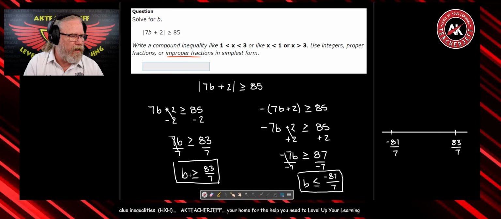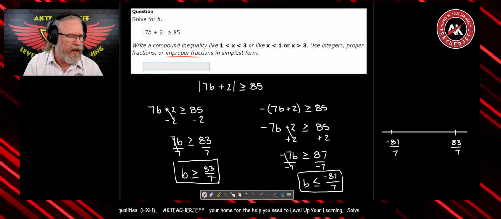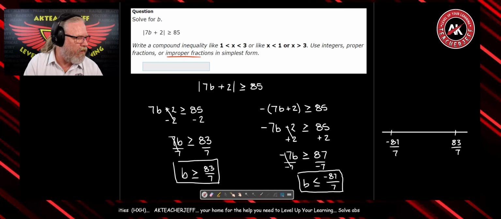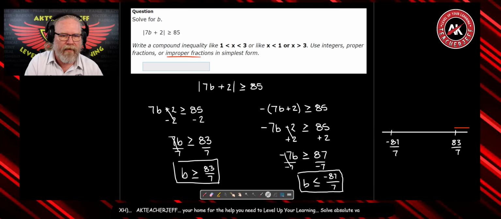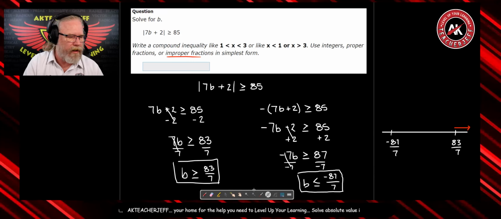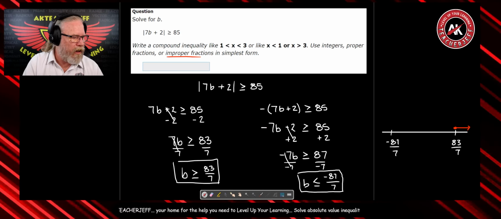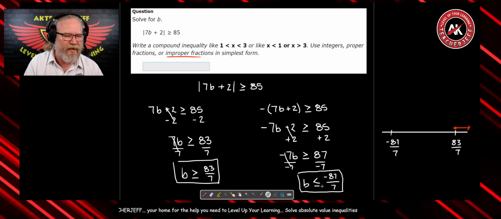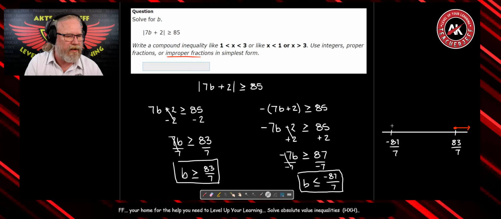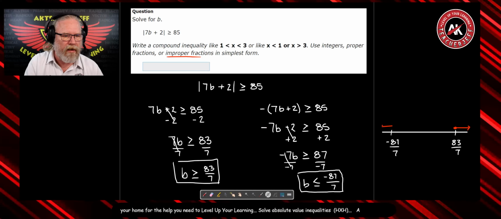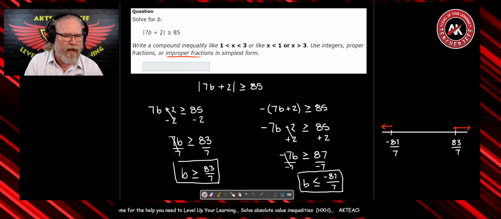And let's look at the first one. The first one is anything greater than or equal to 83 over 7. So down here, I want a line that's going to the right to show everything greater than. And I also want to make it a solid dot. And then the other one is everything less than or equal to negative 87 over 7. So that's going this way, everything less than, right? And it should be a closed dot.